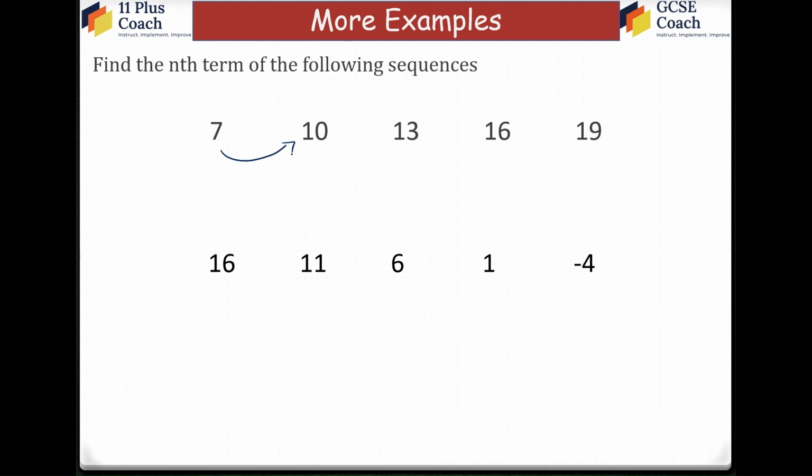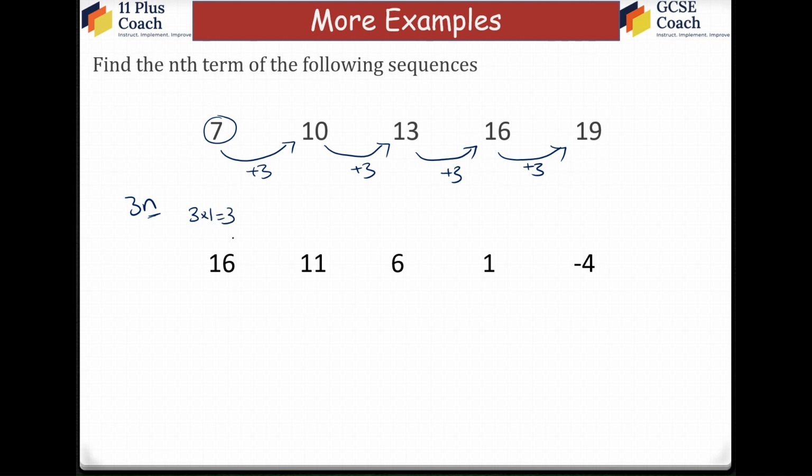Well, from 7 to 10, the difference is plus 3. From 10 to 13, the difference is plus 3. 13 to 16 is also plus 3. And 16 to 19 is also plus 3. You find the difference and you times it by n, so it becomes 3n. You always replace n with 1 to test for the first term. So I do 3 times 1, which is actually 3.